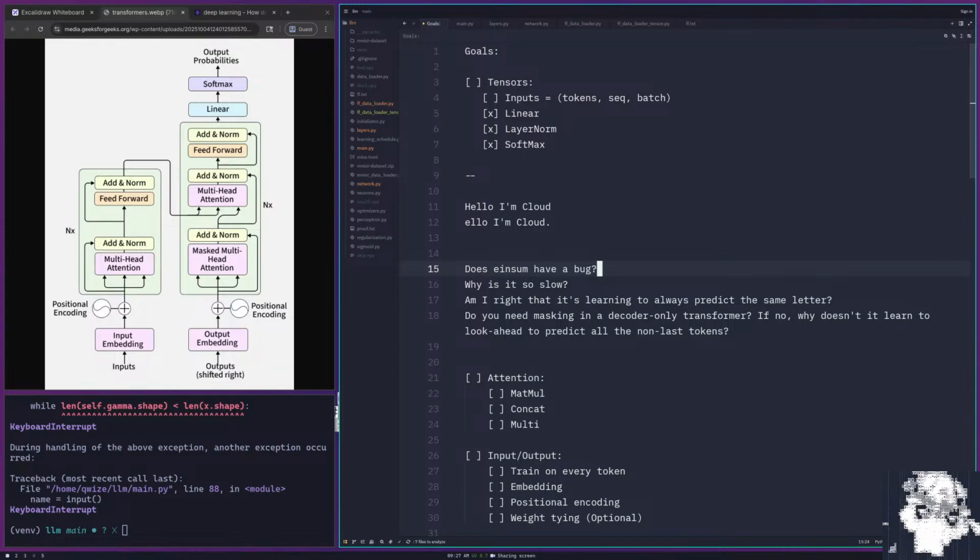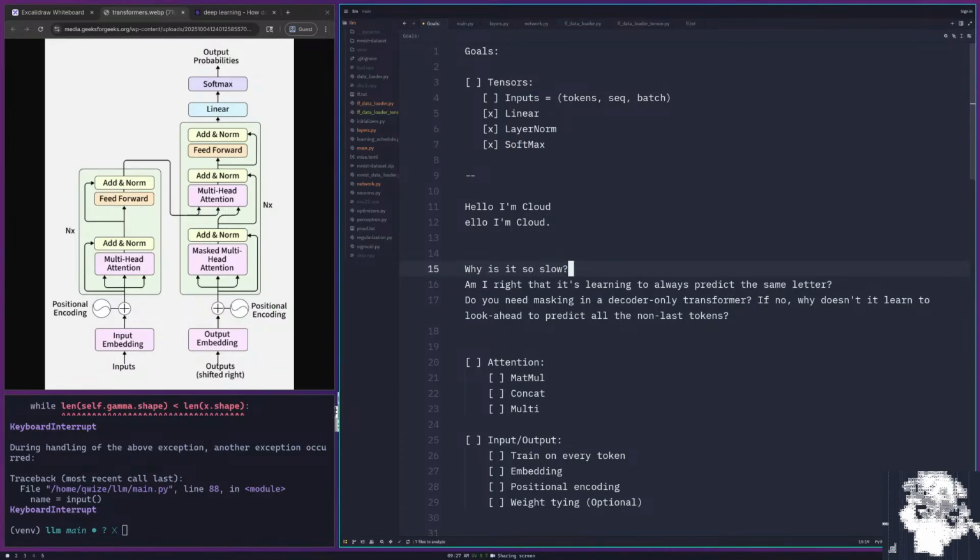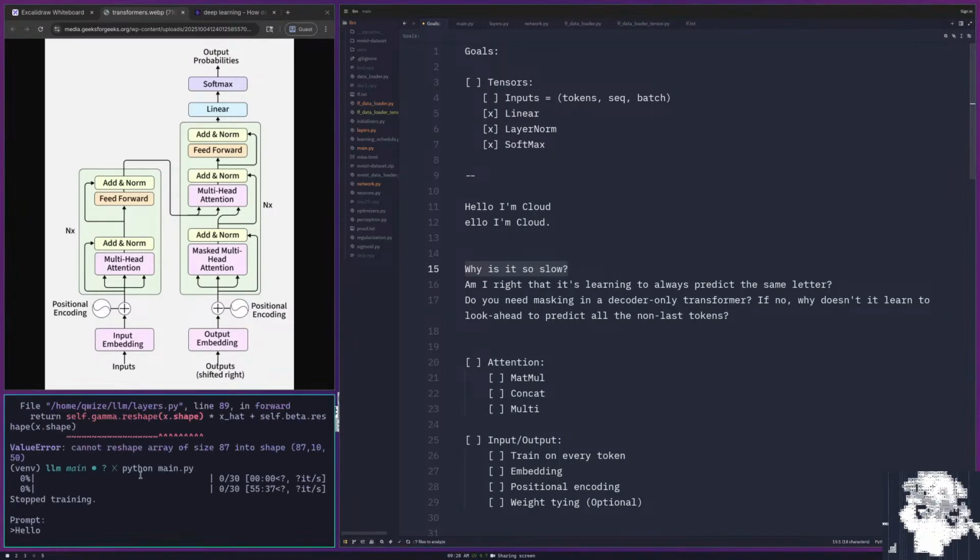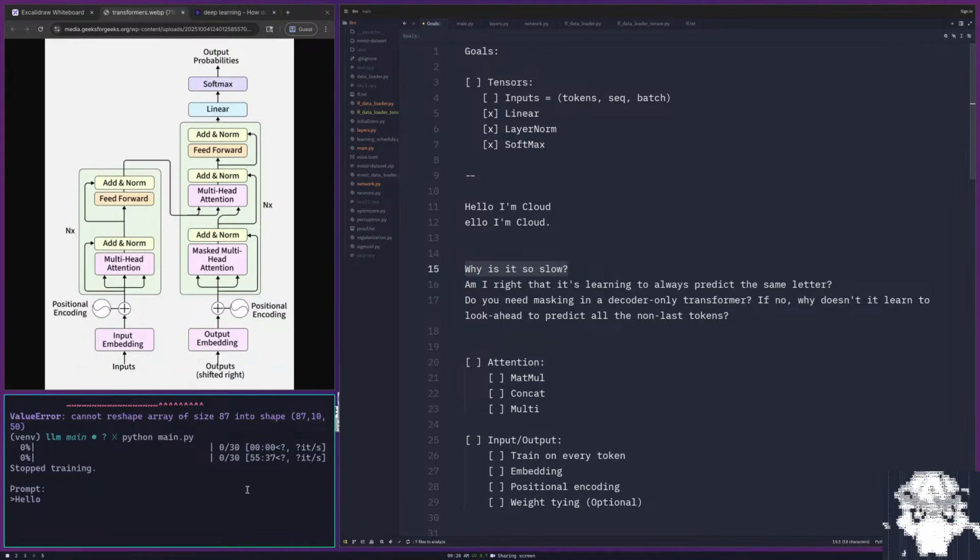All right, does einsum have a bug? Yes, we found a bug last time in einsum. I've since confirmed that it is a bug. So we're just not going to use it the way that we were trying to use it. Why is it so slow? I don't exactly know the answer to this. I can say that I let it run for 55 minutes and it never finished an epoch.